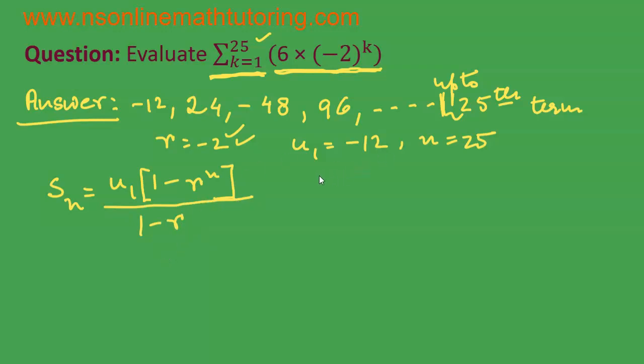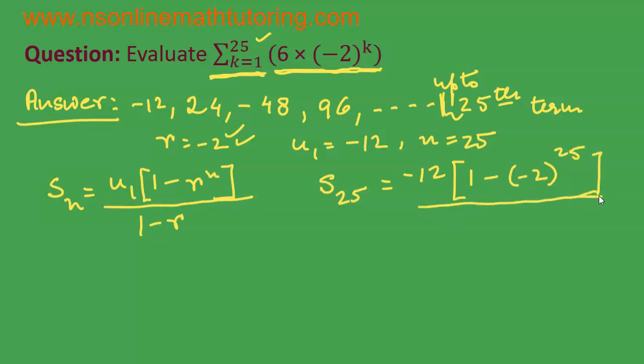So n is equal to 25, therefore S25 is equal to U1, which is negative 12, times 1 minus negative 2 to the power of 25, over 1 minus negative 2. So 1 minus negative 2 is 1 plus 2, which is 3.